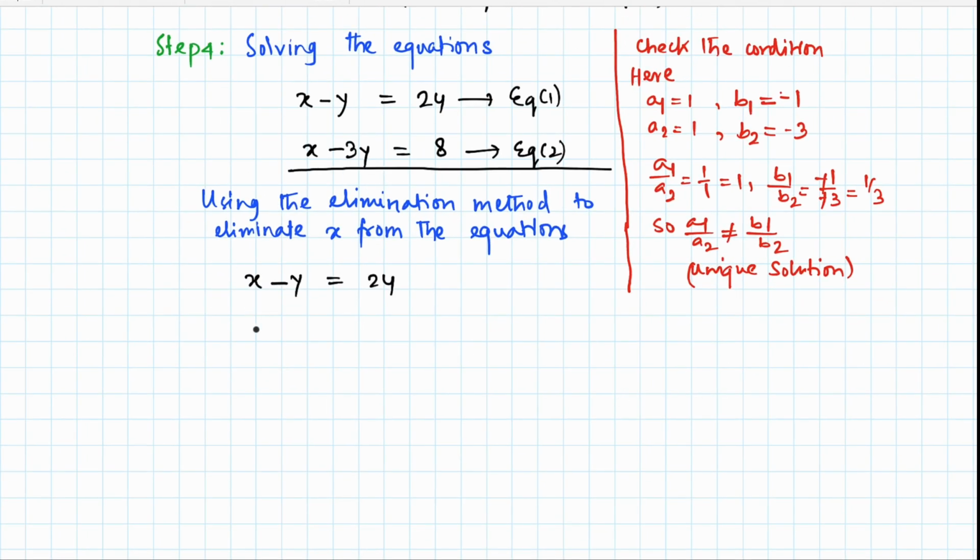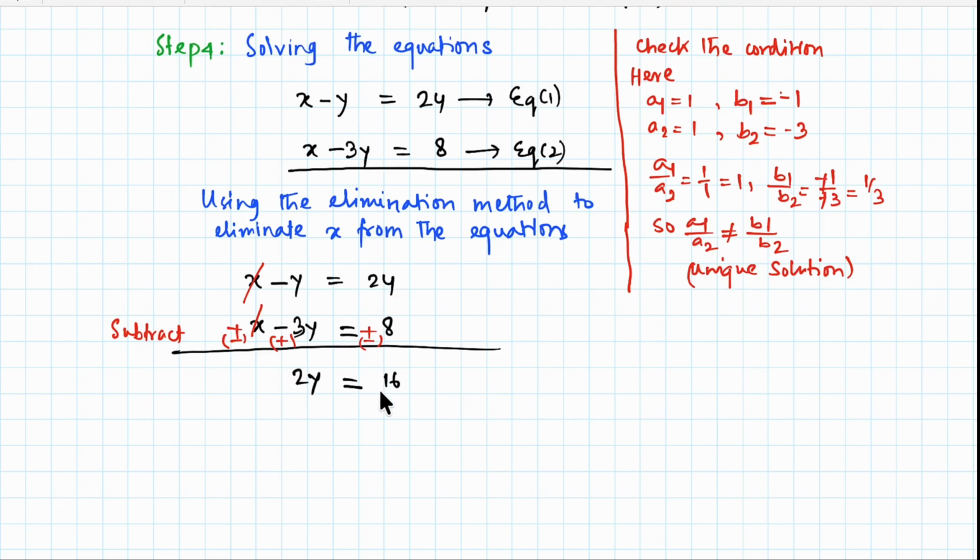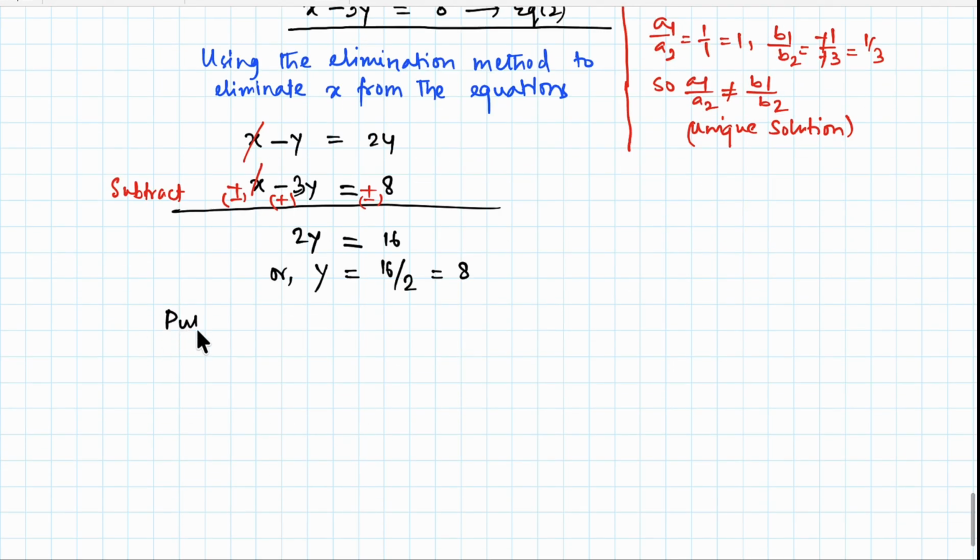So that means the whole problem is perfectly okay. We can go ahead for solving the equations. Now we are subtracting, so sign changes, x got cancelled, so that means 3y minus y, 2y, and this is 16, so y becomes 16 by 2, which is 8. So we got the value of 8.